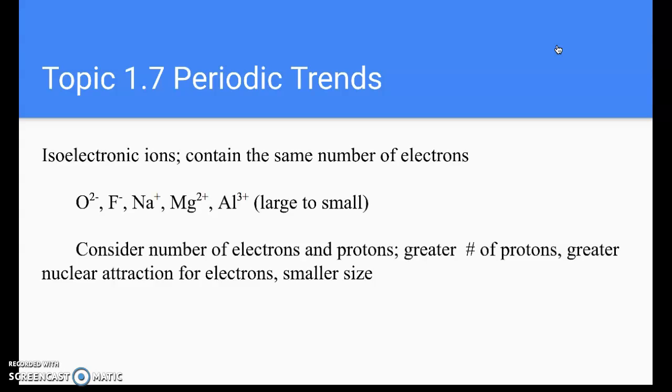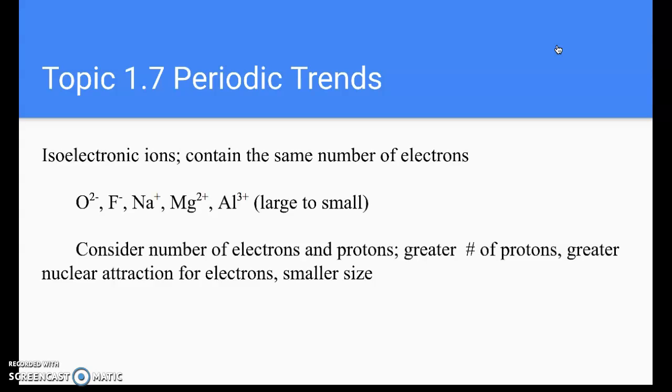So when we want to compare these ions in size, you always want to consider the number of electrons and the protons. With the electrons being equal, now really all we have to look at is protons. The greater the number of protons in the nucleus, the greater the nuclear attraction for the electrons. So you're going to have a stronger Coulombic force pulling the electrons in closer, so it's going to be a smaller size.